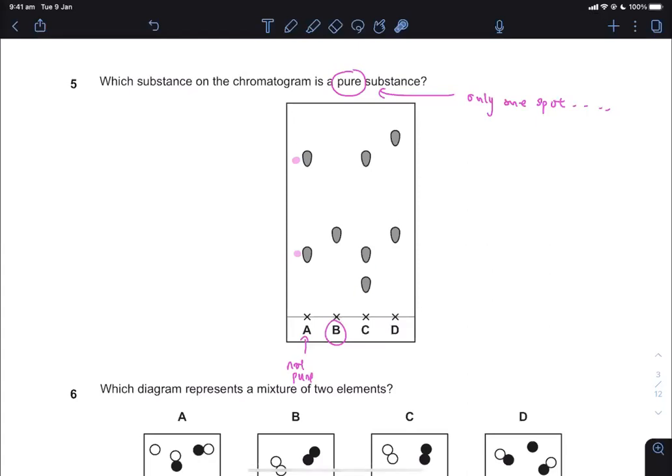Different substances have different solubility. Explain why they can be separated, because they have different solubilities. What have different solubility? The solute. Solute refers to each of these substances that have different solubility in the solvent. Solvent is what you use, the one that moves up to carry these dots with it.